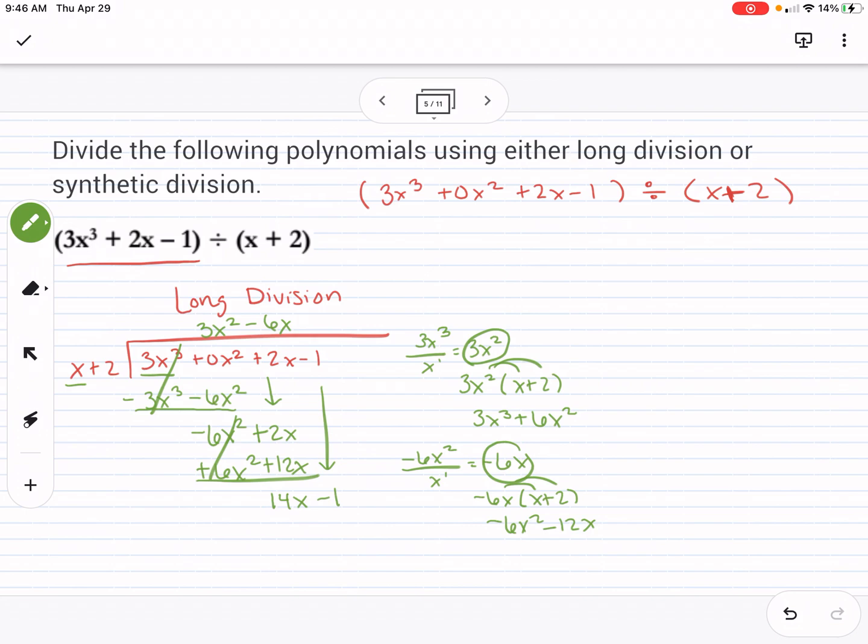So now I'm going to divide 14x by x. Here my x's cancel, so I just get 14. And then 14 times x plus 2 will be 14x plus 28. When I write it underneath here, I change signs. And this last number here is our remainder. So your remainder, you're going to write in your answer, but as a fraction. So I have minus 29, and I'm going to put that over the x plus 2 that we were dividing by in the original problem.